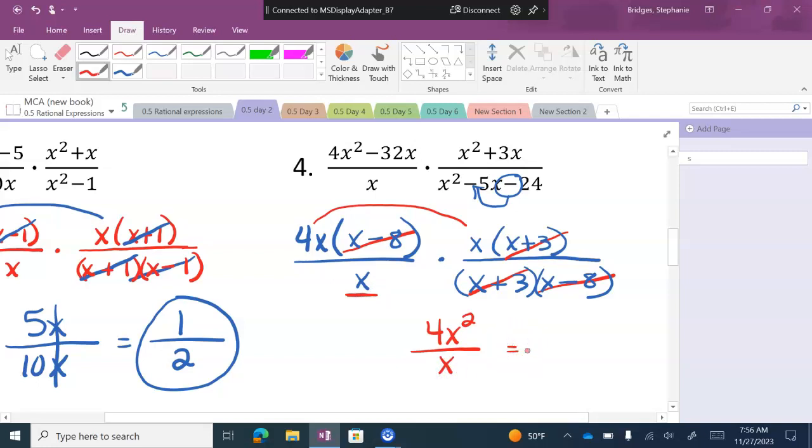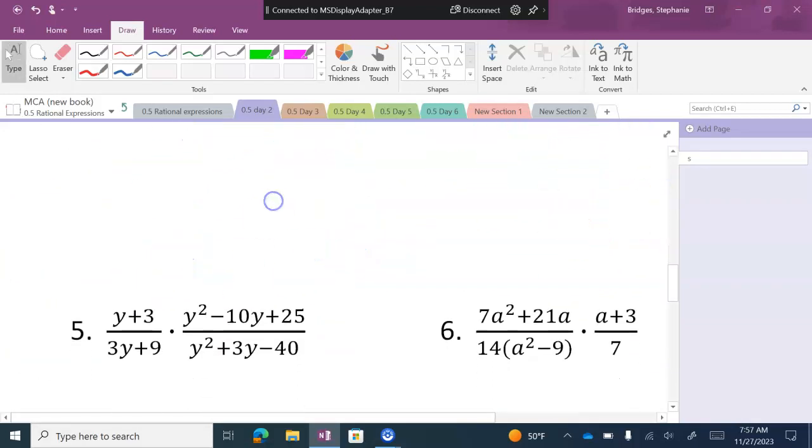This time, I do not have any numerical values that will reduce with that 4, but I do have 2 x's at the top and 1 at the bottom, so it's just going to end up being 4x. You can put it over 1 if you want, or you can also just write 4x. There's 1 extra x at the top, so that extra x stays at the top. And the hardest part about this is the factoring. If you're not good at it, that's where we're going to struggle. Everything else is just getting rid of and then continuing to simplify.